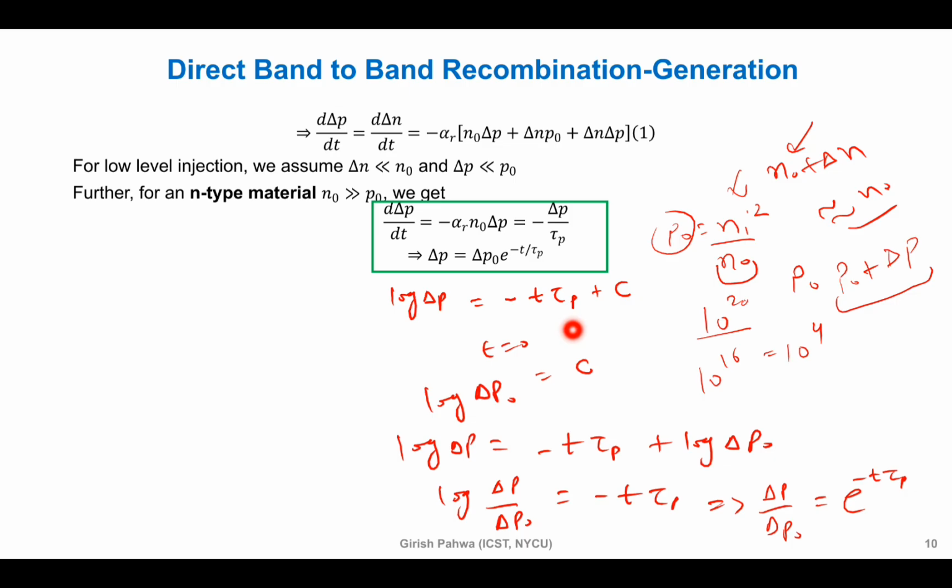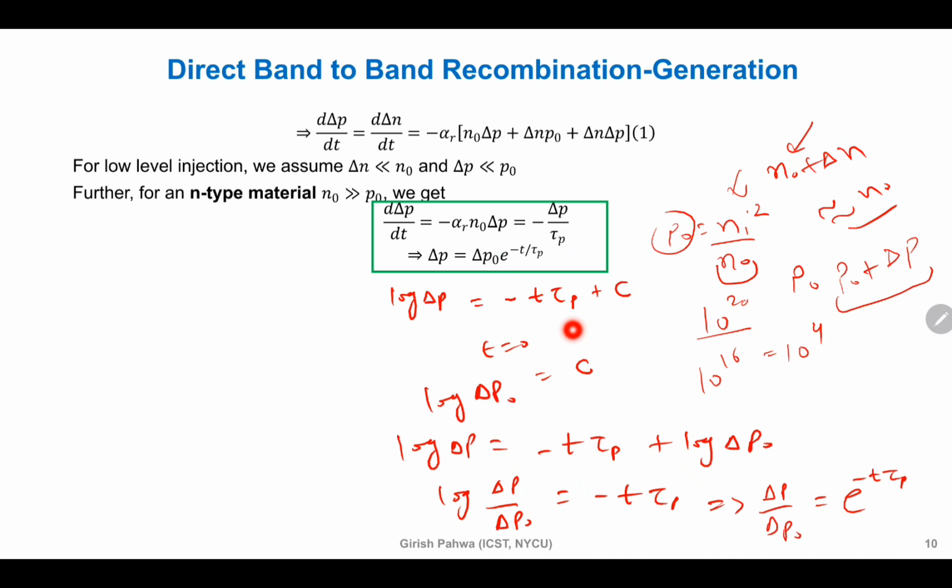Now some recombine very quickly, some will recombine much later. It's not that all of them are recombining together. No, that's not how it works. It's a statistical process. Some of them will recombine very early, some of them will recombine very late, but on average, you can say each hole recombines after the time tau P.